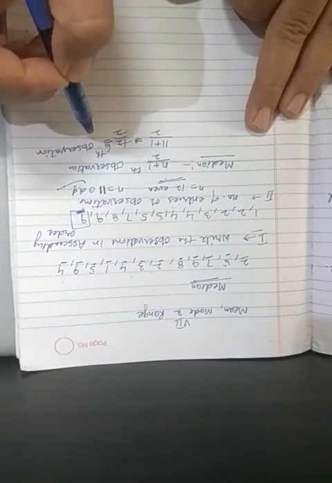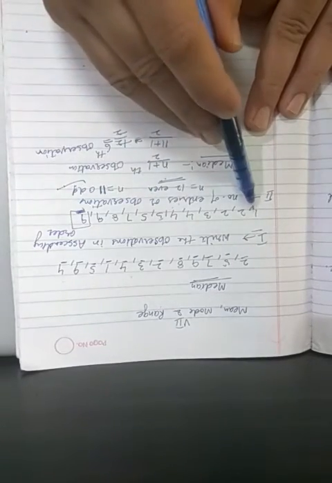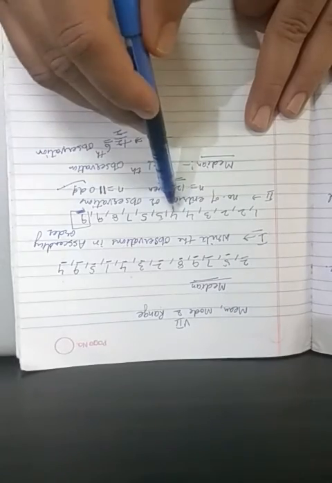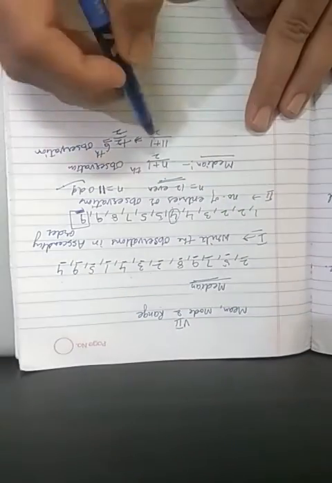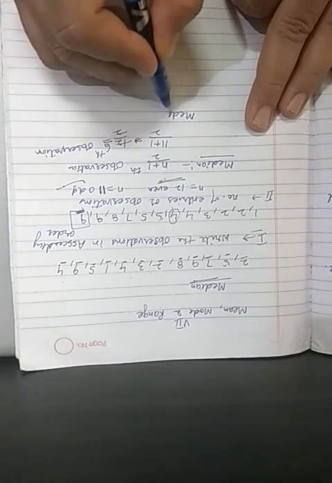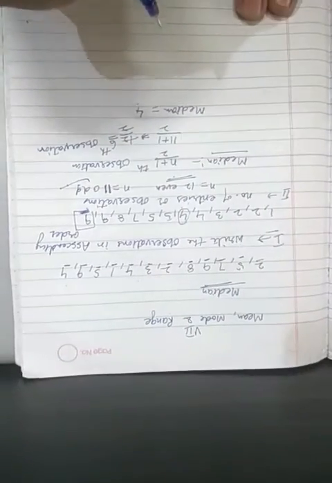Now we will check which is the 6th observation. We will check in the ascending order: 1, 2, 3, 4, 5, 6. So 4 is the 6th observation. So the median will be 4.